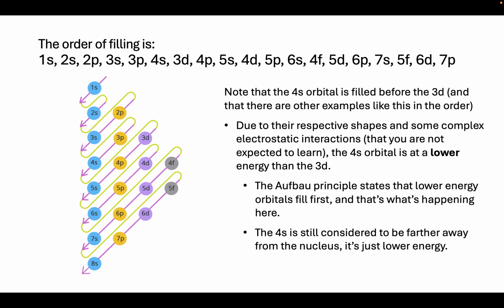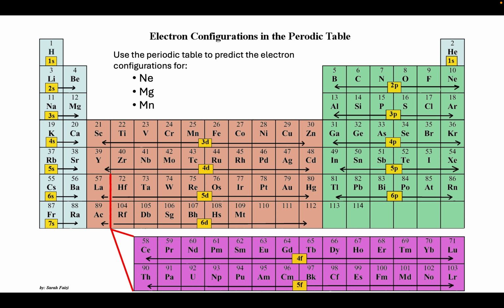So anyway, the bottom line is that the 4s is a lower energy than the 3d. So the Aufbau principle states that the lower energy will be filled first, and it is filled first. That's why you can't just list them in the order that we learned them. You have to actually list them in their correct order of filling, and you have to have a little scheme for remembering that. A perhaps even easier way is using the periodic table.